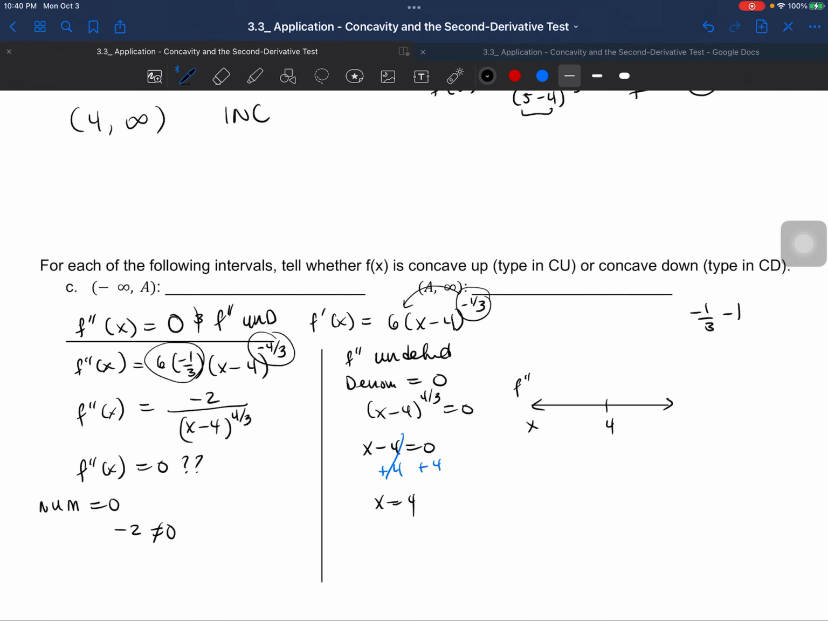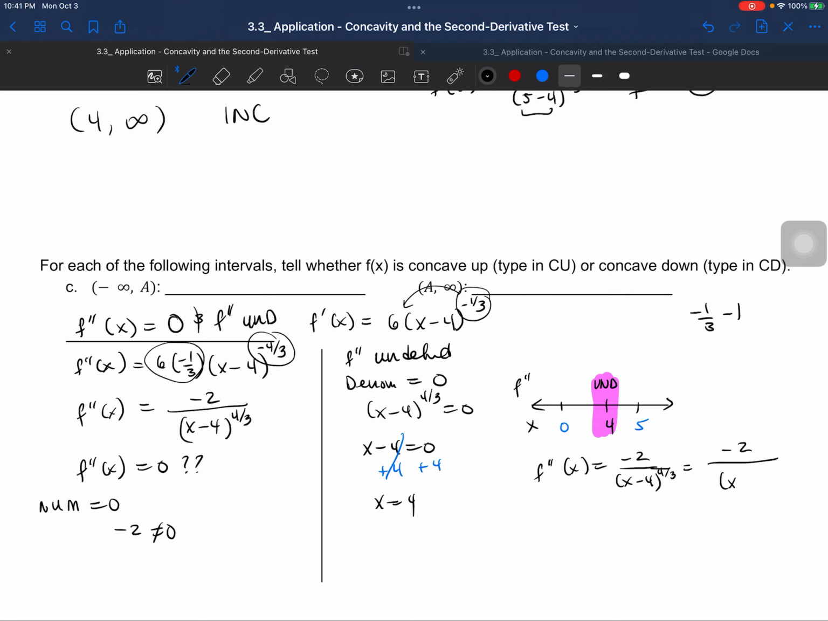So we need to test both sides. We already know what happens at 4 for the second derivative. This is going to be undefined. So we need to plug in a number on both sides. So this will be 0 and 5. Let's plug those into the second derivative. The second derivative is given to be -2 over (x minus 4) to the 4/3.